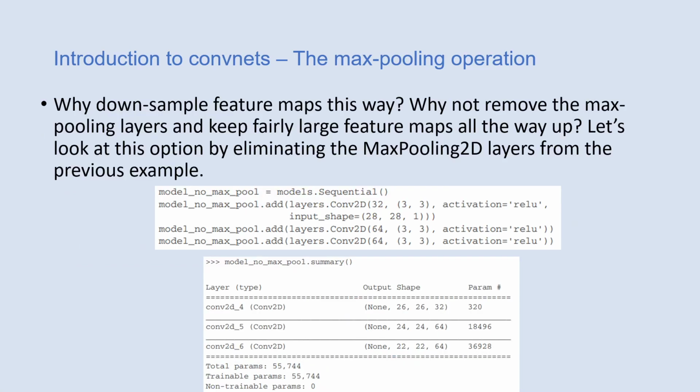Okay, why do we have to downsample the feature maps in this way? Why can we not remove them? So let's do the experiment. The author does the experiment by removing the max pooling layers, and you can notice in the summary that the image size remained the same, but also the number of parameters increased drastically. So you might guess that the training time also increases, and the size of the model as well.